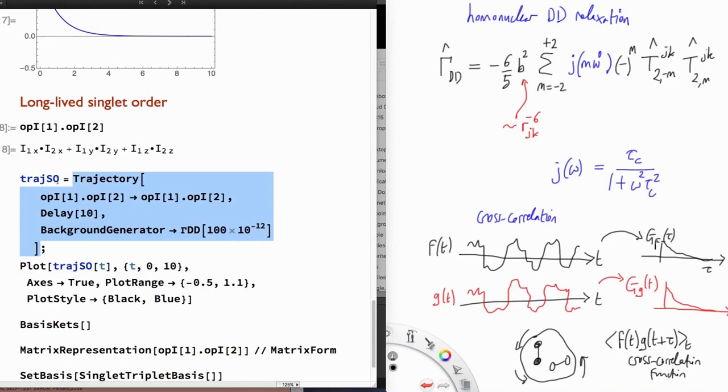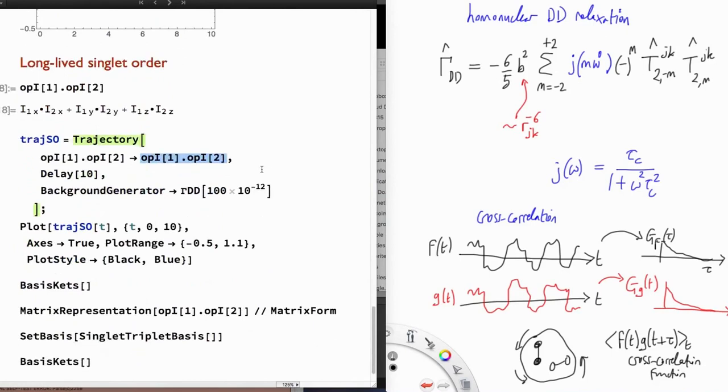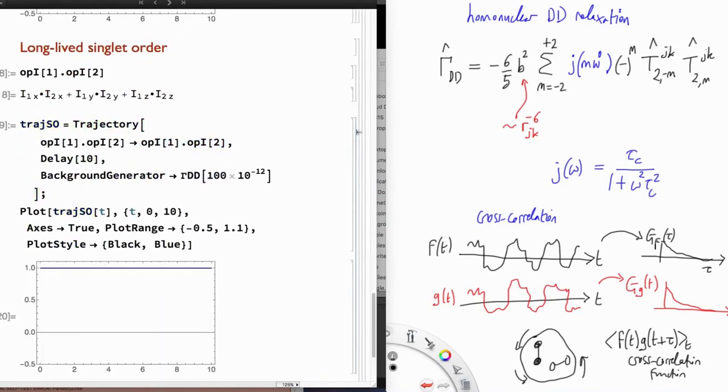So here I've just calculated it under exactly the same conditions as before, but the trajectory of singlet order. So I've assumed that somehow one prepares an initial density operator which is proportional to this operator, and then just tracks what happens to it under the same relaxation superoperator as before, in which T1 is about 1 second. It doesn't decay at all. So this is what's called a long-lived state. It's a mode of spin order in a two-spin-half system which does not relax under dipole-dipole coupling.